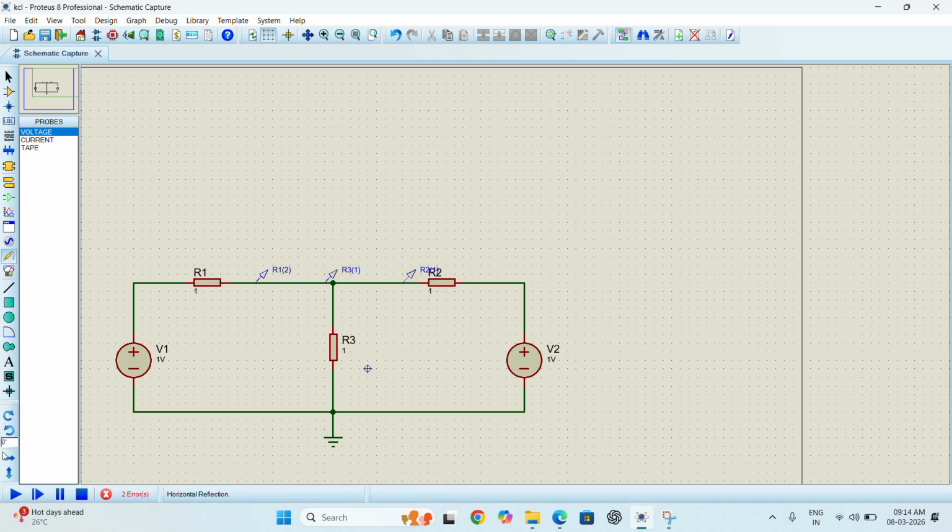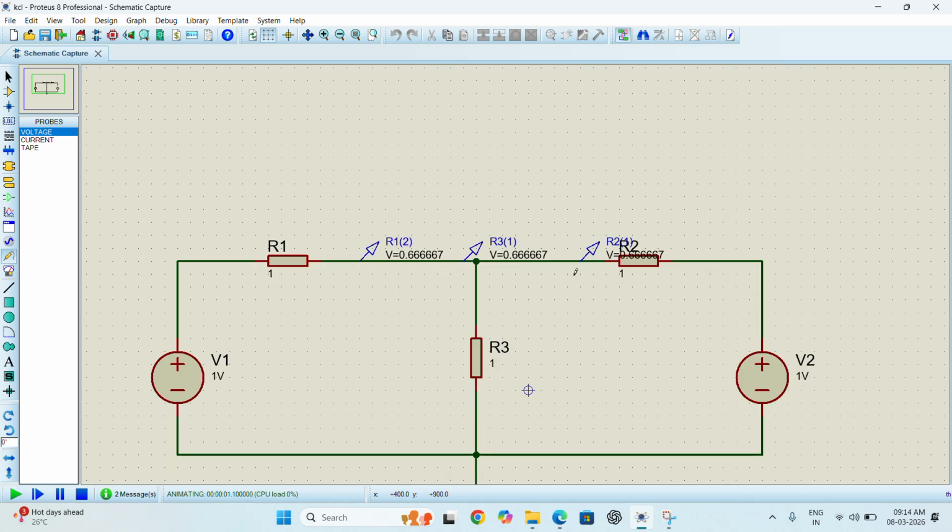Okay, let us run it. So our theoretical calculation is correct. You can see the value 0.6667 volt, and all these three values are the same because it is the same node.